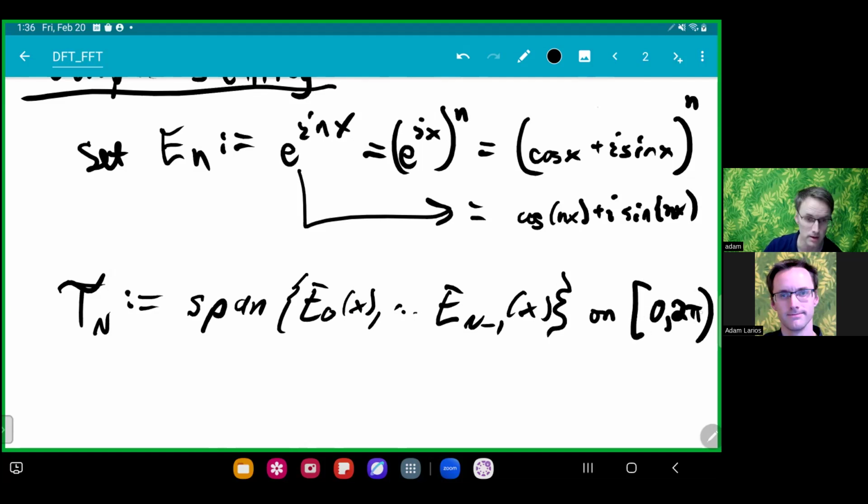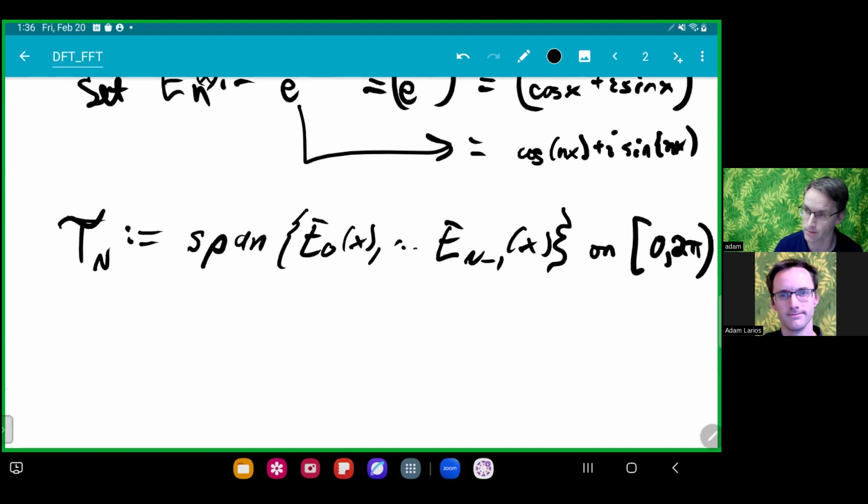And I'm writing open at 2 pi on the right, closed on the left, so this includes 0, it does not include 2 pi, because I want everything to have a unique value of x that we're plugging in. Of course, this function, sorry, that's e_n of x. This function at 2 pi and at 0 is the same by the periodicity of sine and cosine.